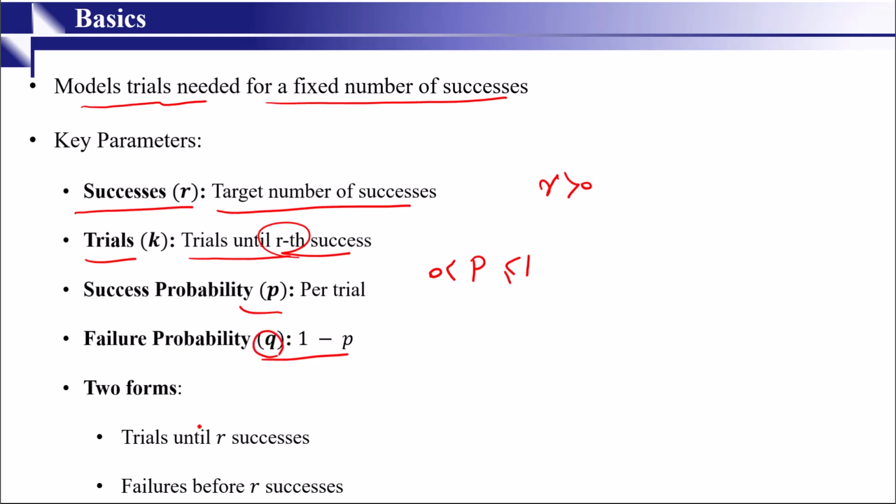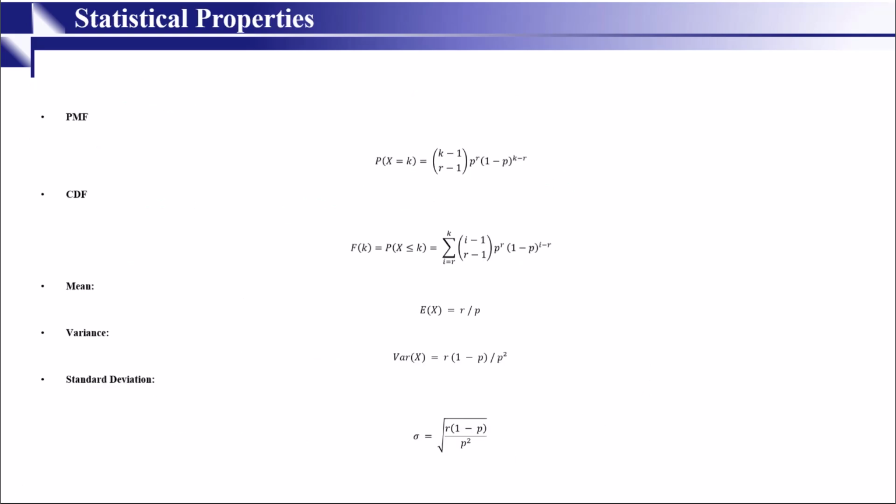There are two interpretations for the negative binomial. One is the number of trials until r successes, that is our focus. An alternative form is the number of failures before r successes. So here we can see the PMF and CDF, mean, variance and standard deviation for the negative binomial distribution. The PMF gives the probability of needing exactly k trials for r successes. So we write P(X = k) equals the combination of k minus 1, r minus 1, times the probability of success to the power r, times the probability of failure to the power k minus r. In this case, this combination of k minus 1 and r minus 1 is the number of ways to arrange r minus 1 successes in k minus 1 trials, right? And the kth trial is the rth success.